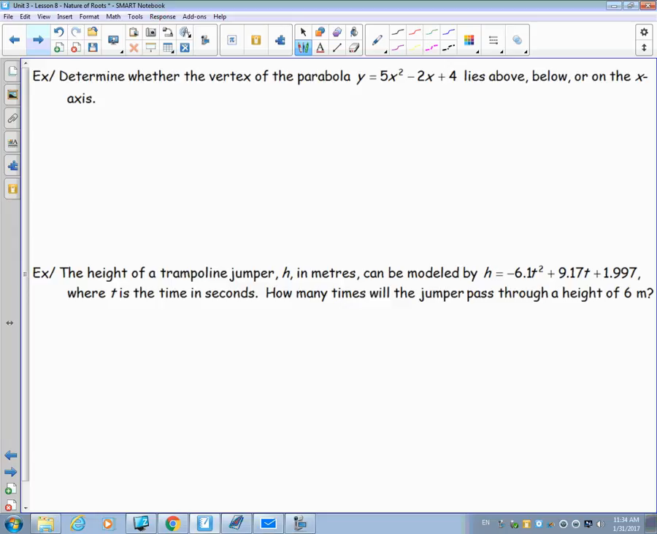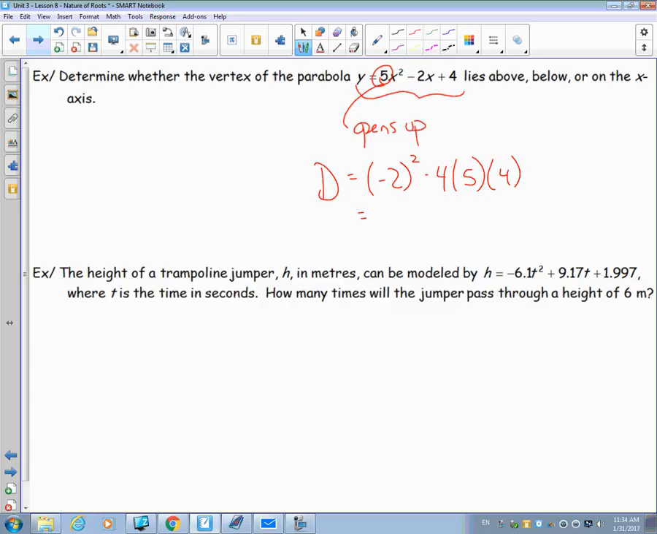Now I could do that if I had vertex form really easily. I could draw a picture, but I don't have vertex form. What I have instead is standard form. So what can I figure out from standard form? Well, I can figure out which way it opens. 5, positive, opens up. I could also figure out how many zeros it has by doing my discriminant. So let's try it. Negative 2 squared minus 4 times 5 times 4.